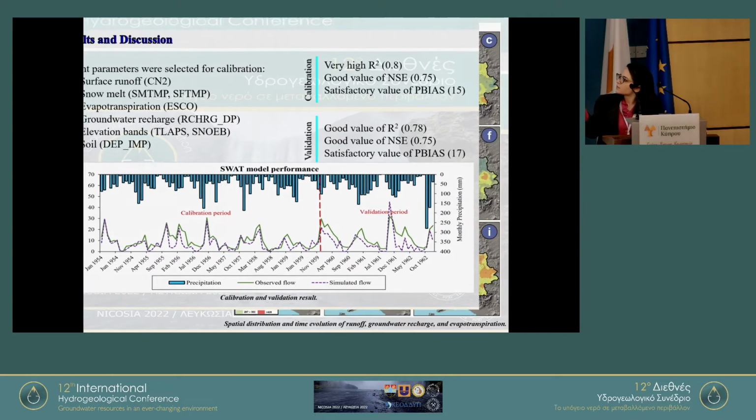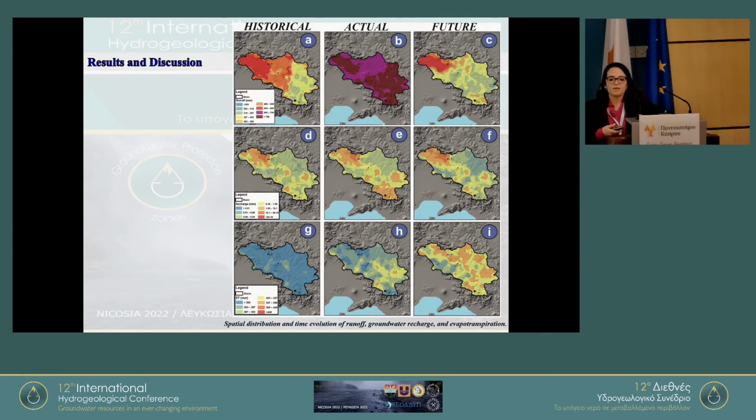Next, we can see the spatial and temporal variation of the parameters. In the first line, figures A, B, C, you can see the variation of runoff from historical to actual and from actual to future period. You can see a trend of upward and downward, following also the variations of precipitation in that period.